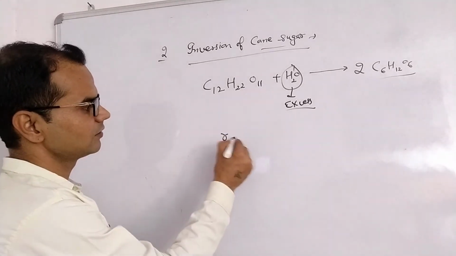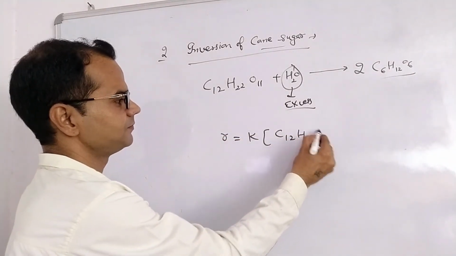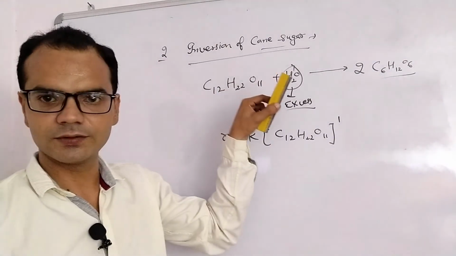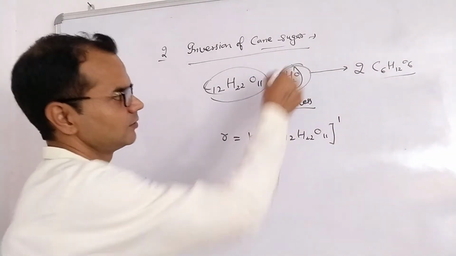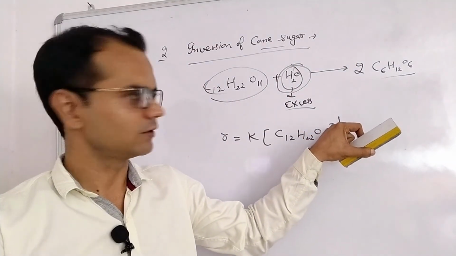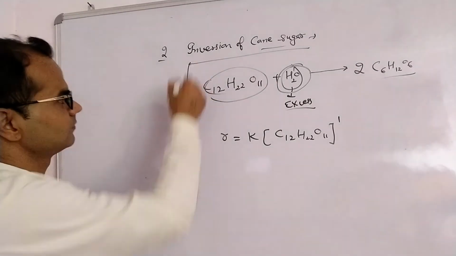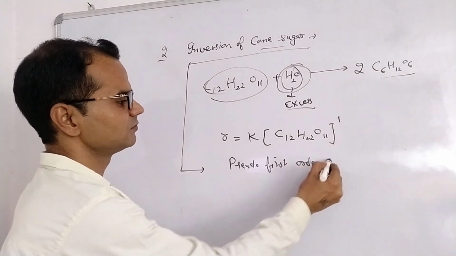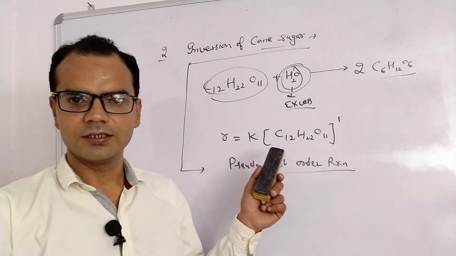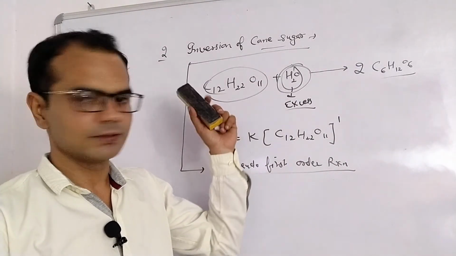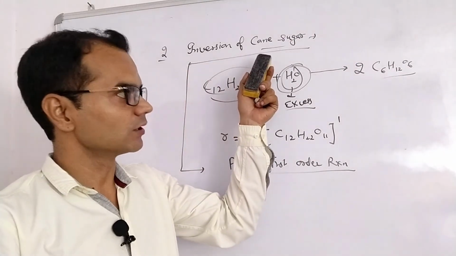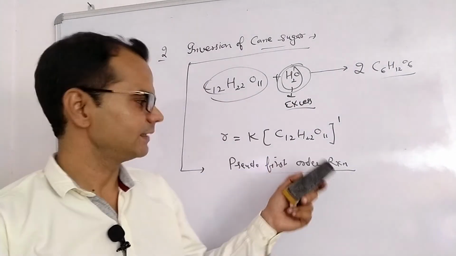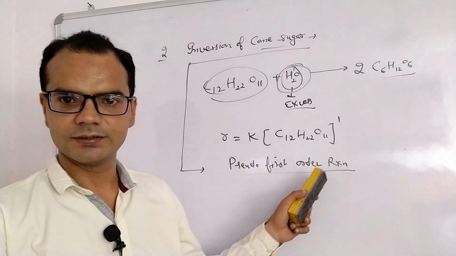Rate will depend only on the concentration of sugar. So its actual rate will be R equal to K [sugar]. So again, we can see there are two molecules, a bimolecular reaction, but following first order kinetics. So inversion of cane sugar is again a pseudo first order reaction. Clear? So these are the two examples, hydrolysis of ester and inversion of cane sugar. Both these reactions are bimolecular, but following first order kinetics. That's why they both are considered pseudo first order reactions.